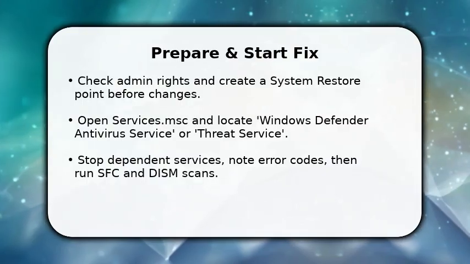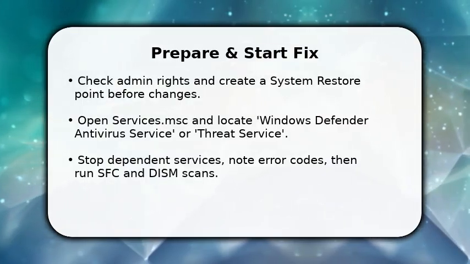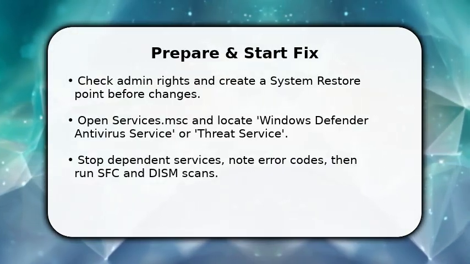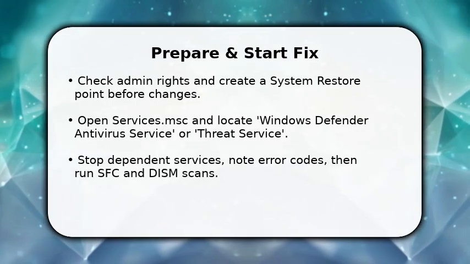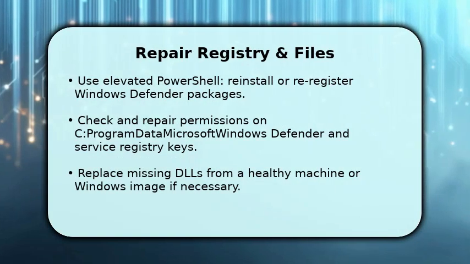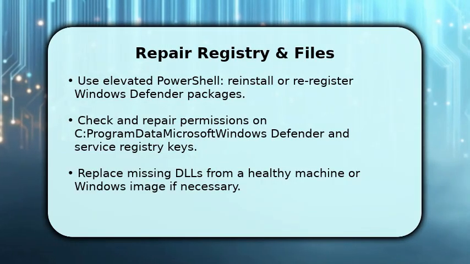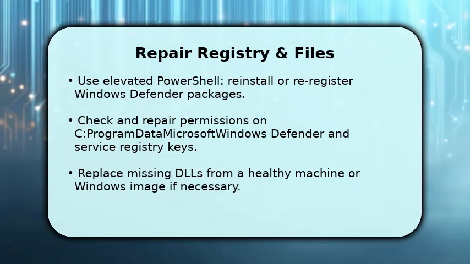Next, run System File Checker and DISM to repair corrupt system files. These scans often restore service binaries, which is why you run them before deeper changes. Once system scans finish, you move into repairing packages and permissions, because missing or blocked files often stop the service.